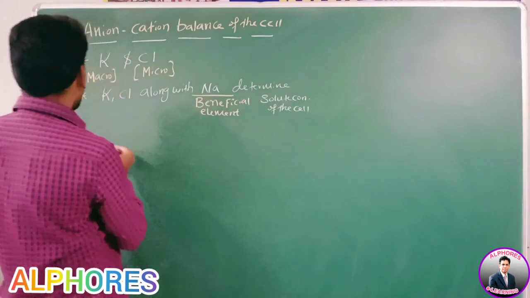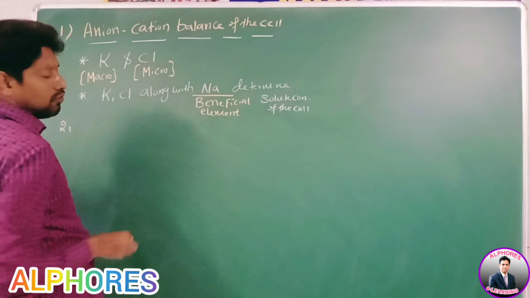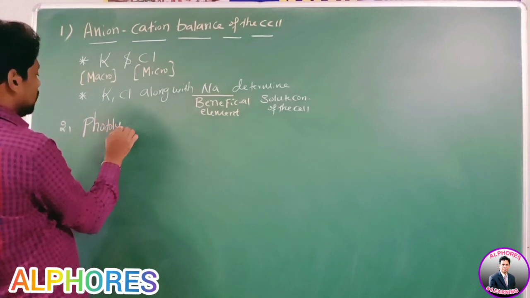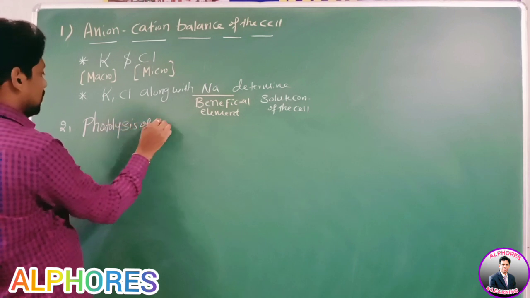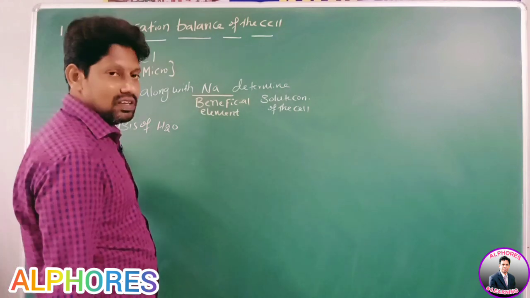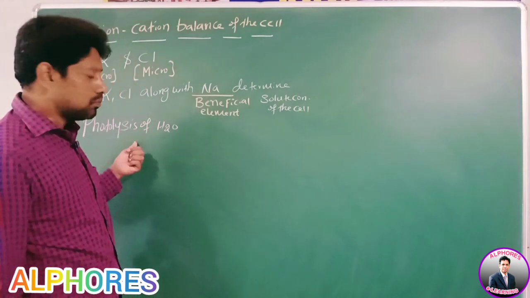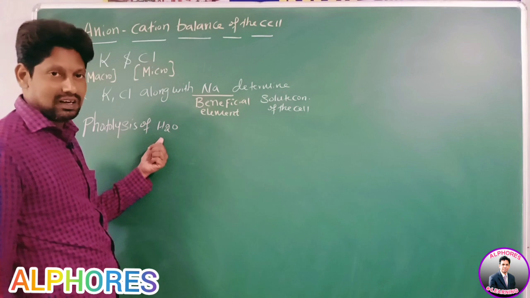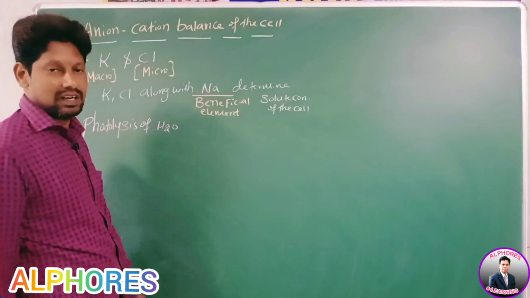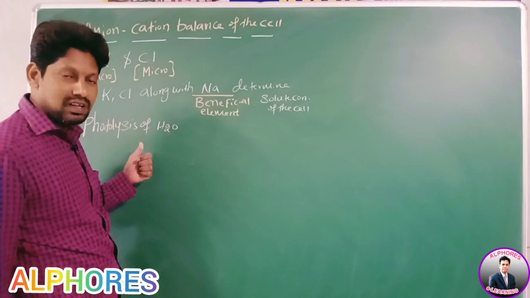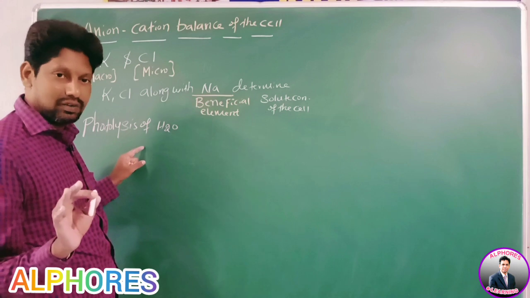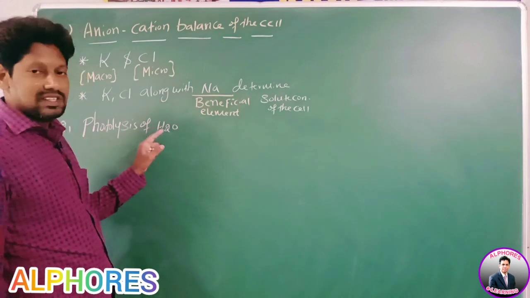Okay, right. Number 2, go for the second one. Photolysis of water. Photo means light, lysis means breakdown. It means a breakdown of water in presence of light is called photolysis of water. In the photosynthesis topic, we will get this in detail.